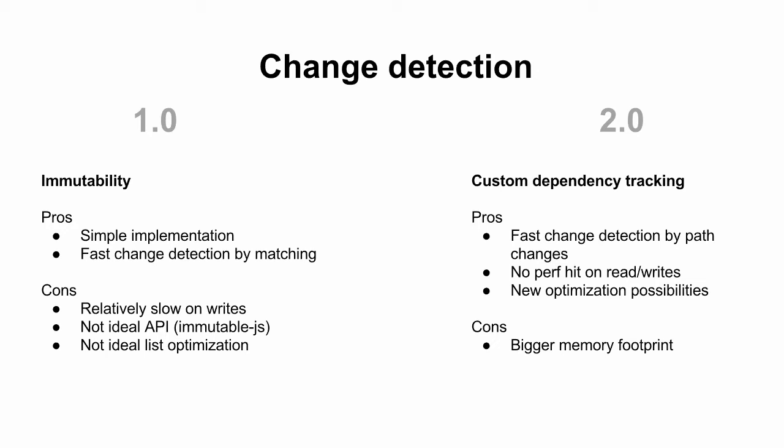So how does Cerebral figure out when a component should render? And it does that with something we just call dependency tracking.